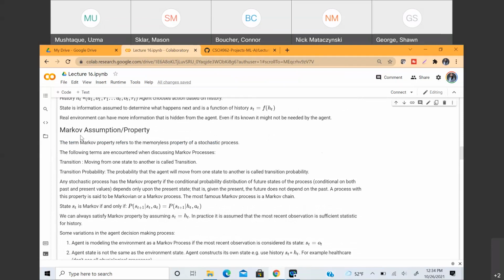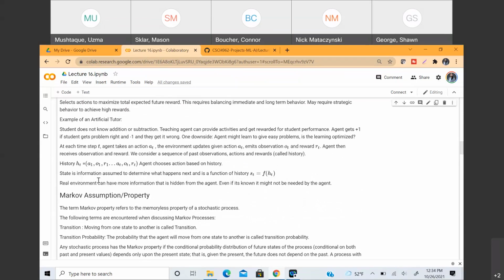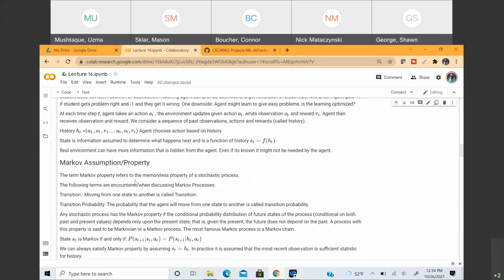What I'm doing is I'm using something that's known as the Markov assumption. And this Markov assumption, or Markov property, refers to the memoryless property of a stochastic process. Now, if you think about what's happening in my history, there's an action, observation, reward, action, observation, reward, right? But not everything is known. And so there is usually some stochasticity in the real world. And so it's a stochastic process.